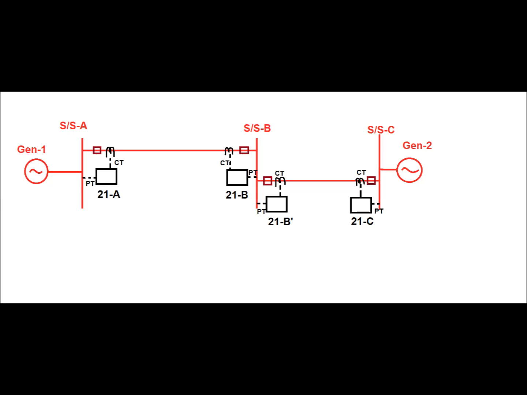Similarly, in line section B and C, there exists a distance relay 21B dash at substation B end, and there exists a distance relay that is 21C at substation C end for line section B and C.